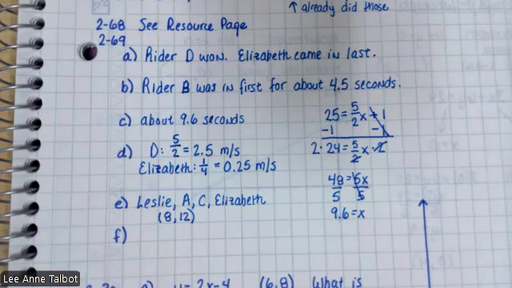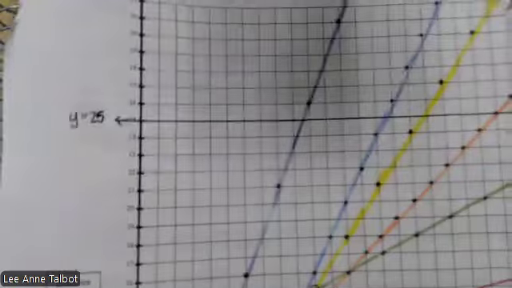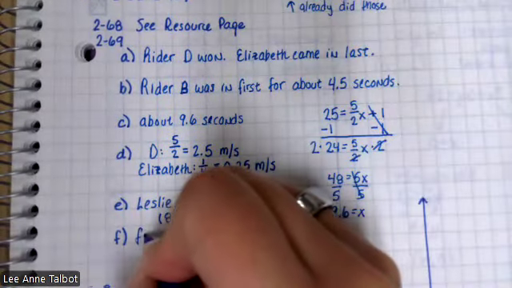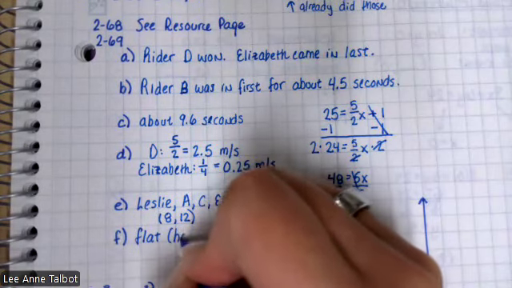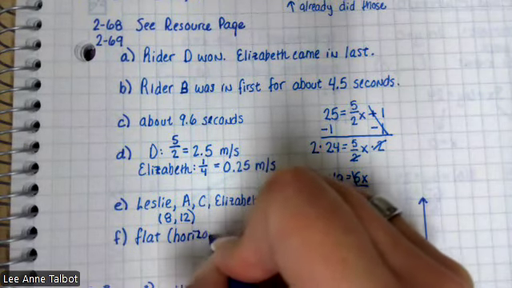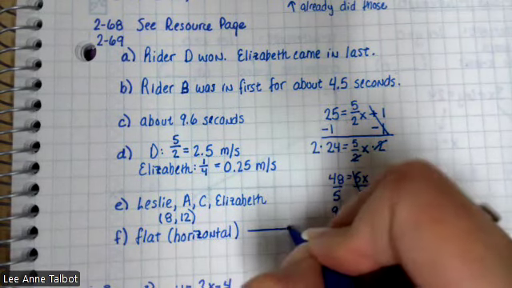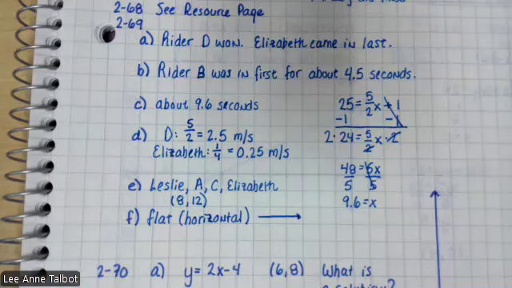Okay, last question for this graph. What would the graph look like if one of the riders fell off their tricycle? Flat, yeah. Like that. That would go flat.